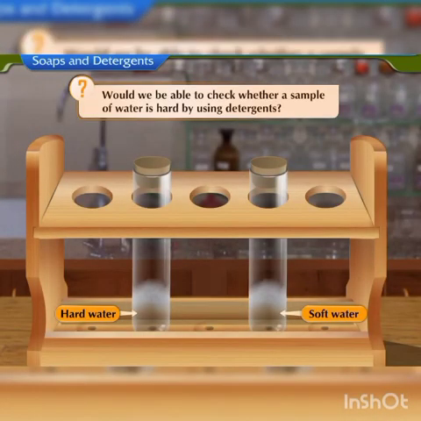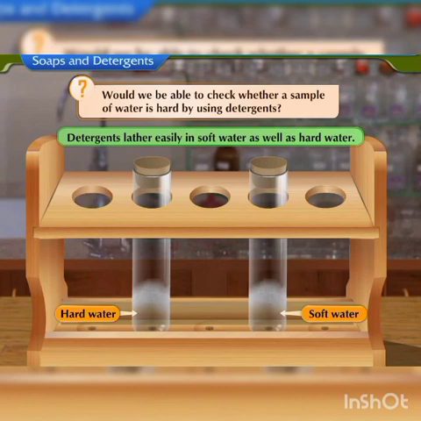Would we be able to check whether a sample of water is hard by using detergents? Since detergents lather easily in soft water as well as hard water, we would not be able to check whether a sample of water is hard by using detergents.